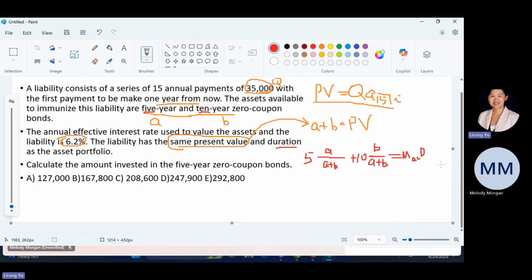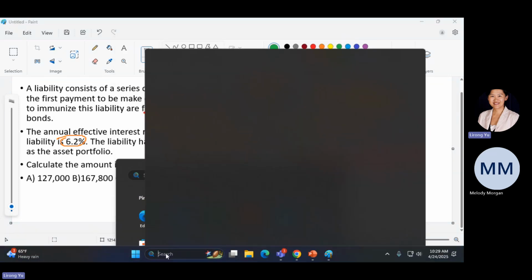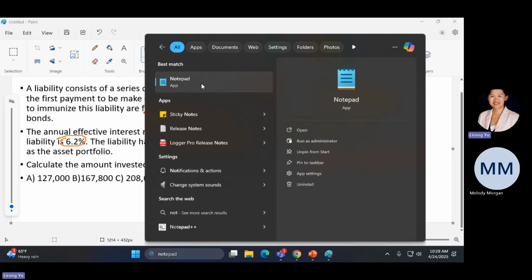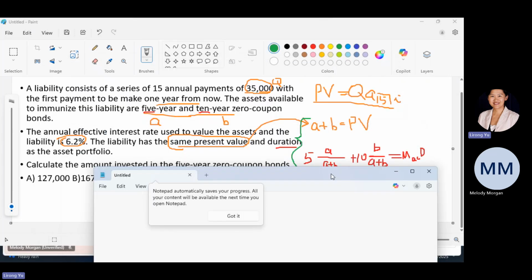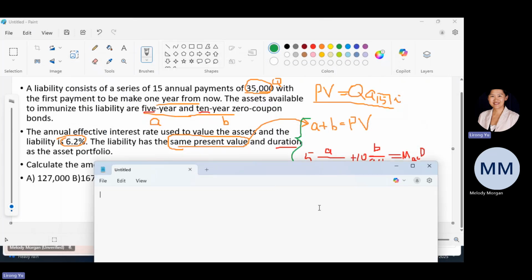Any question? So basically we are supposed to solve this system of equations for A and B, but it is missing two numbers. One is the present value, which we can calculate, and one is the Macaulay duration, which we can also calculate. So let's see how we calculate the total present value of the annuity.